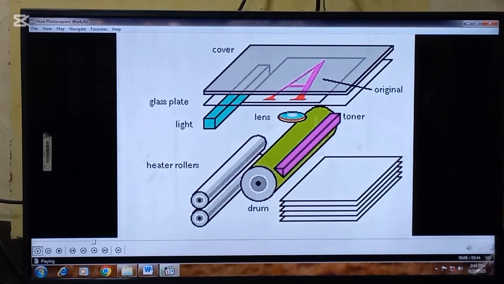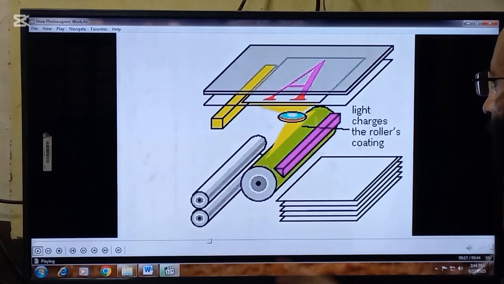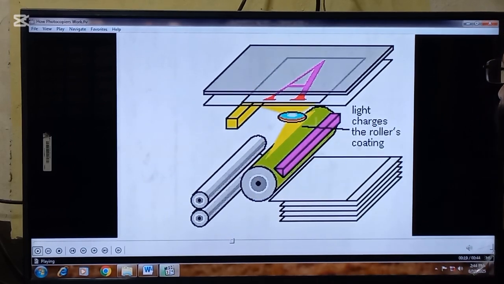The drum retains an electrostatic imprint of a brightly lit image. When a document is placed in a copier, a bright light is bounced off the paper, through a lens, and onto a drum. So look now. Here is a lens. The coating becomes electrostatically charged with a mirror image of the document.